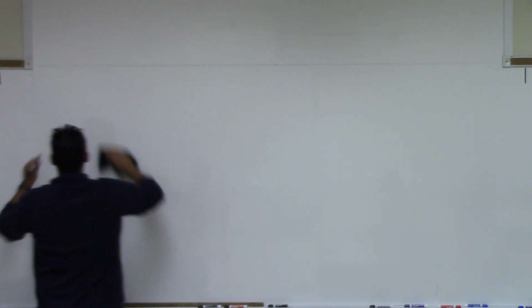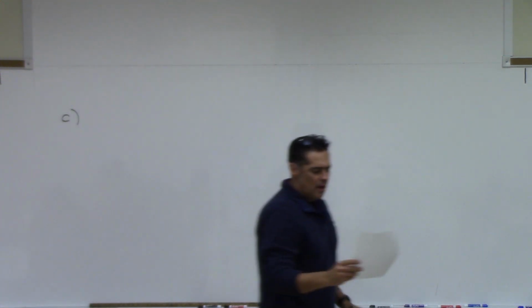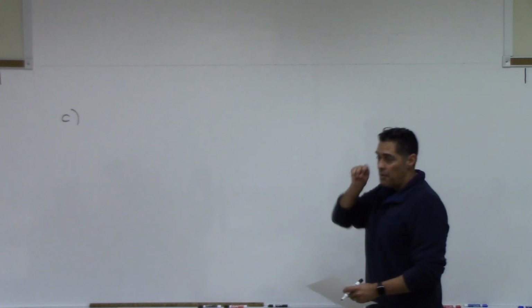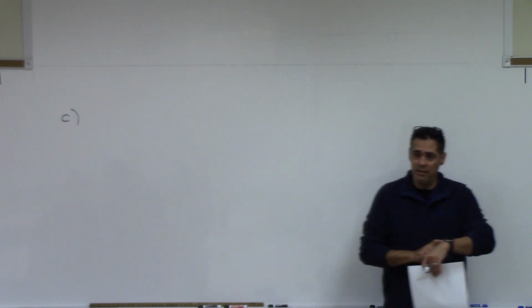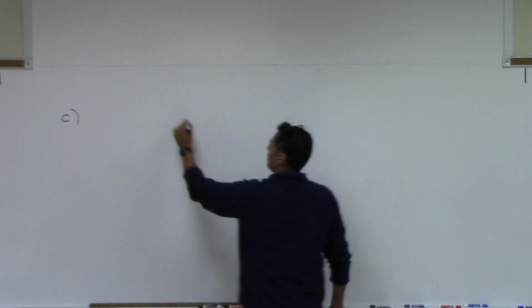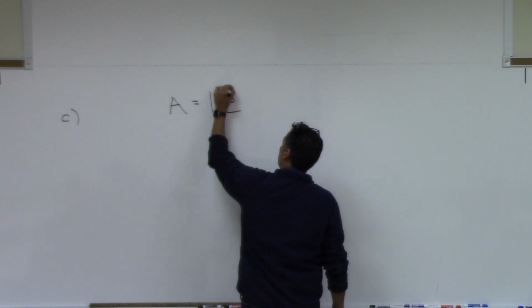We need to do C. Let's answer C. So for part C, how long does it take to have 20% alcohol? So this time, I'm not giving you the time. I'm giving you how much is there at the end, 20%, using that master formula that I just erased. Here was our master formula.